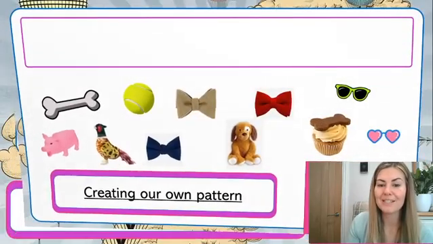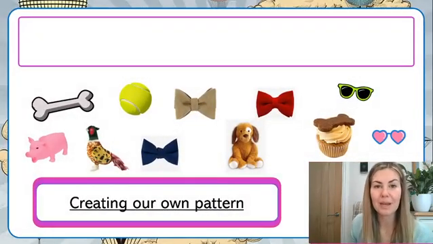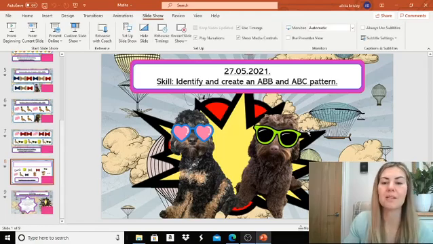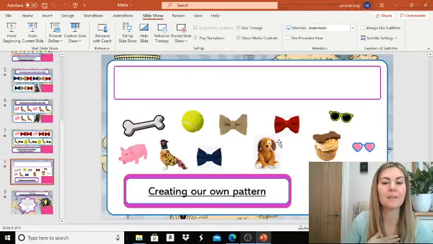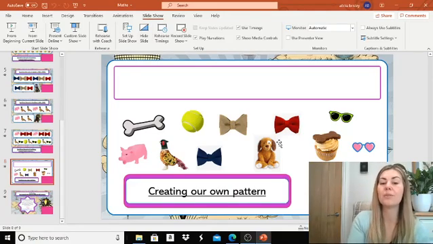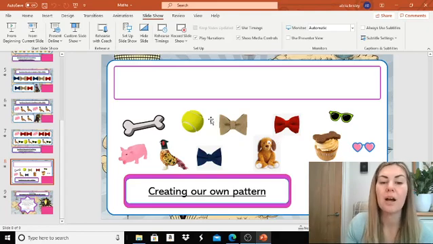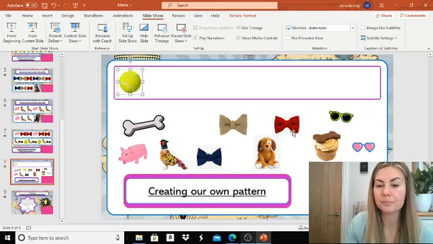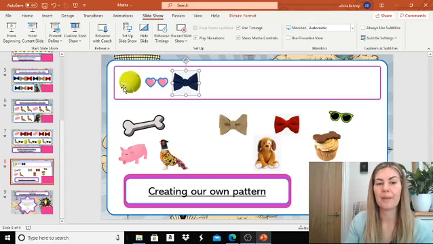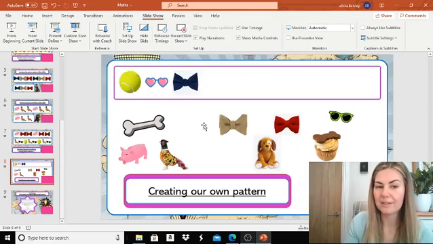What we're going to do today is we're going to make our own pattern, using 3 objects. So I'm actually going to come out of this so I can show you how I would make my pattern. So first thing you need to do is pick 3 things. Now I'm going to start by picking 3 different things. I'm going to pick a ball, some shades, and a blue bow tie. That's going to be my unit.